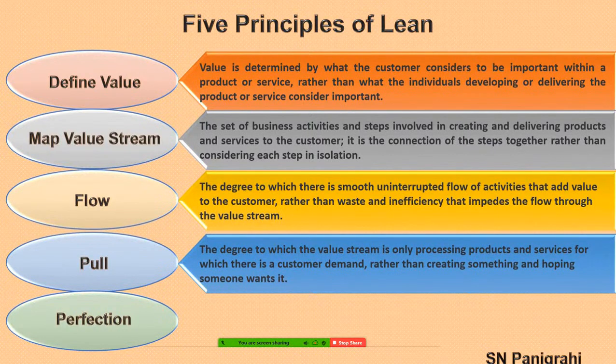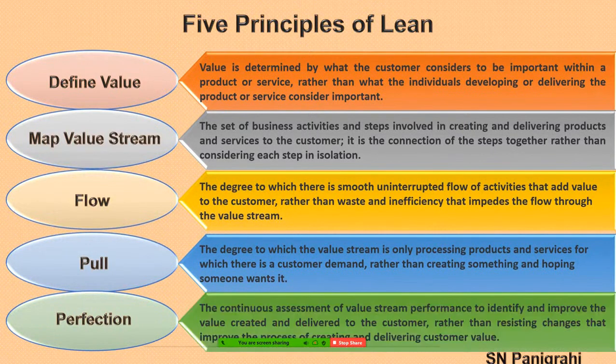Just-in-time and Kanban are the pull concepts. Then it's about perfection. Perfection is nothing but continuously improving the process, the system, and the deliverables. So that is about perfection. So Lean is based on these 5 principles.